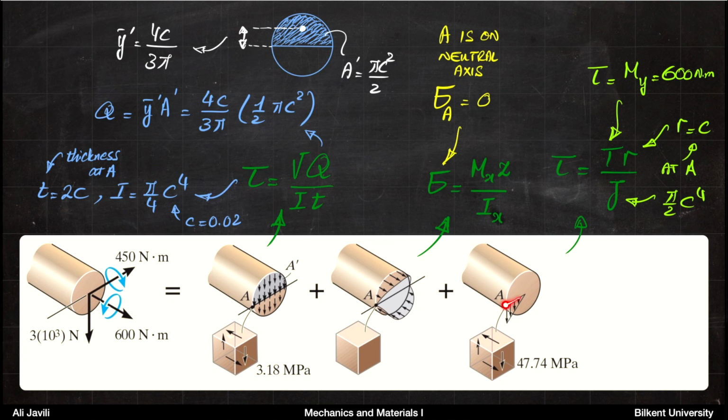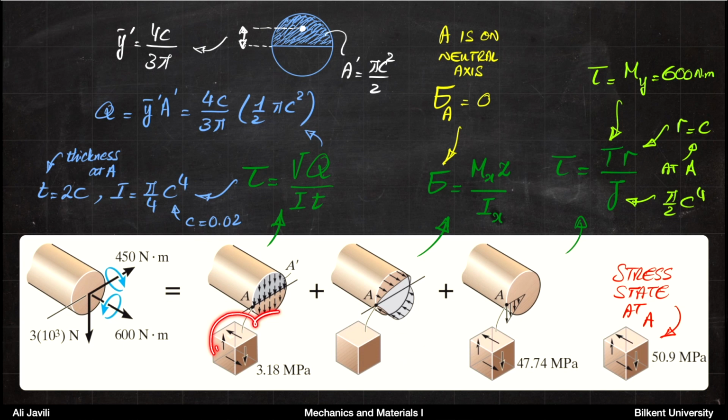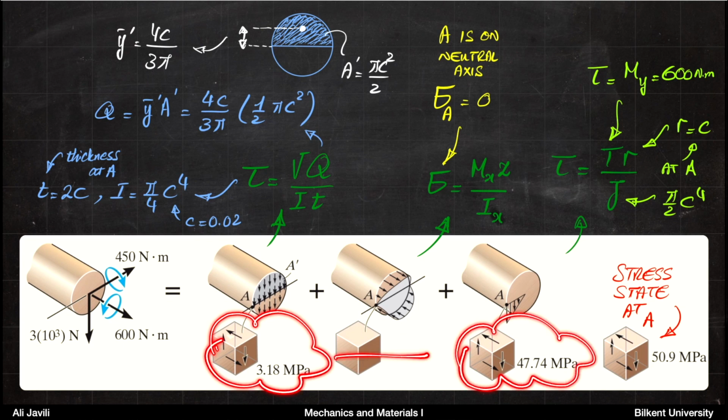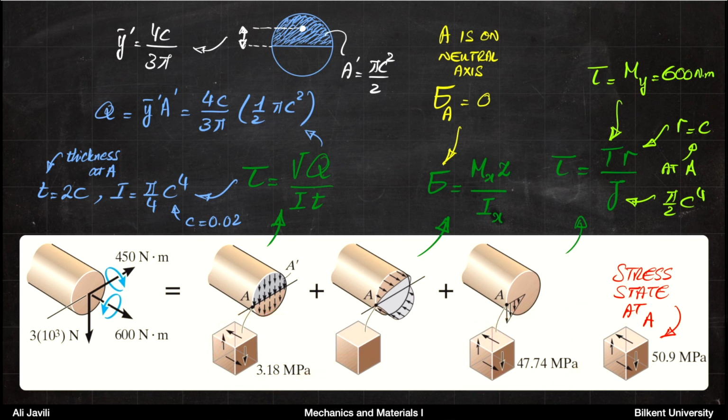Point A is at the outer wall. That means the radius there is c. This is the maximum radius, which is also 20 millimeters. And the torque that you have there, T itself, is My, or there is the normal moment, that is 600 Newton meters. Okay, if you insert all of that, you end up with the stress state at A, which looks like this. So you would have no normal stress, but your shear stresses are these two, and you need to add them together to get your shear stress state.